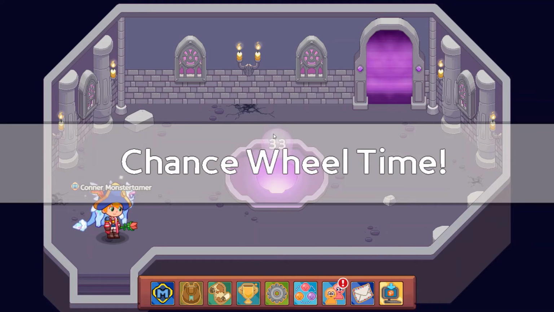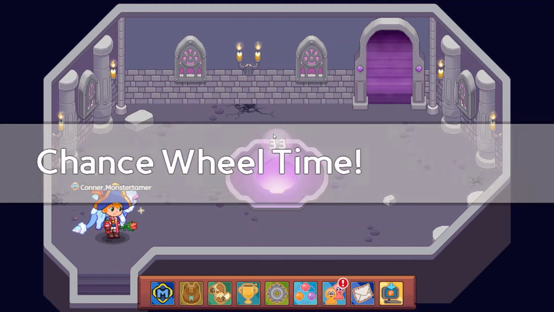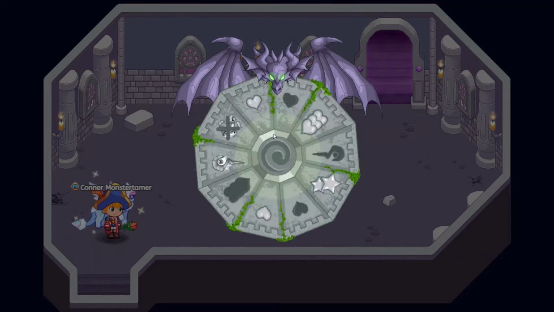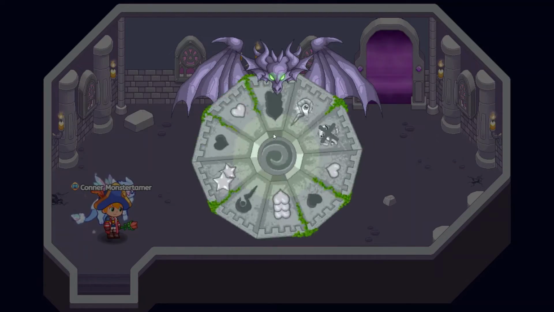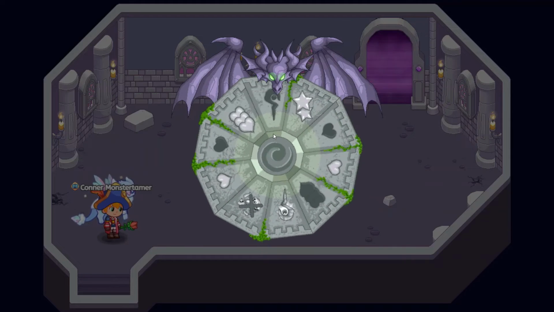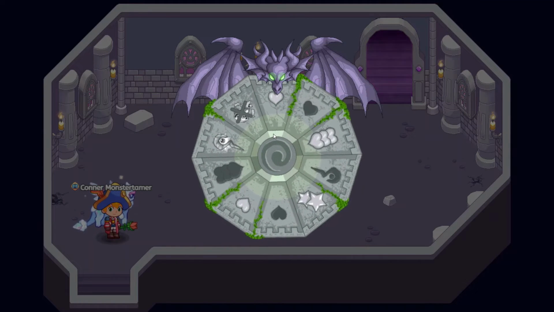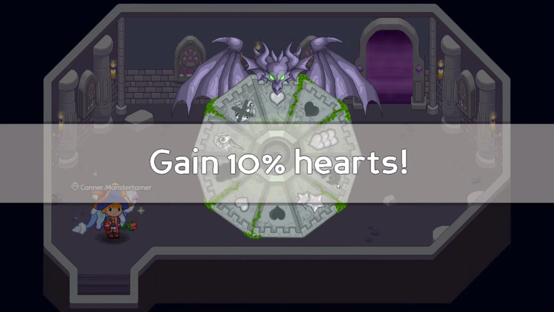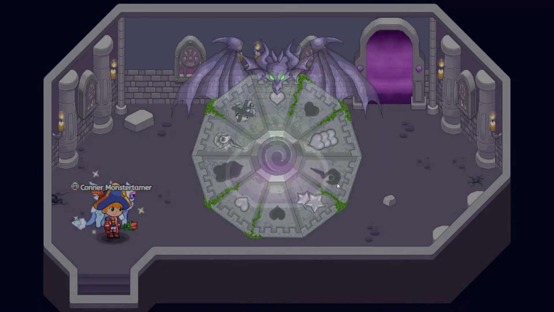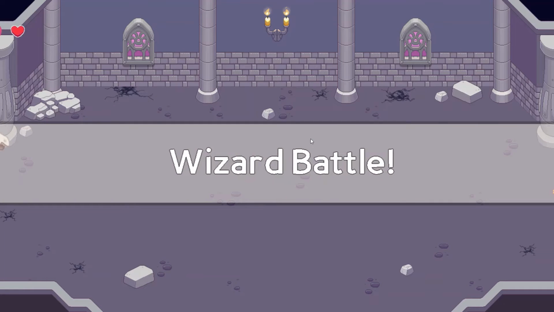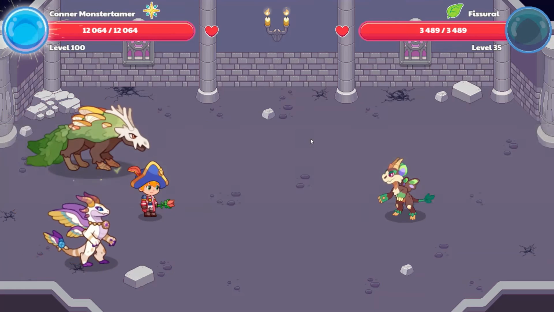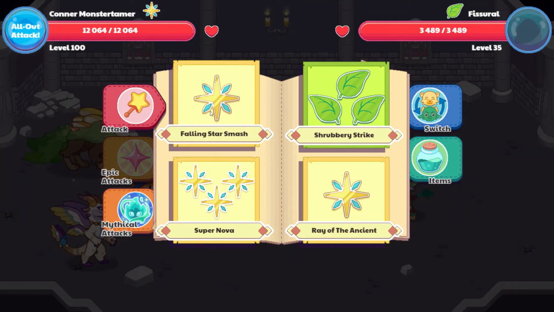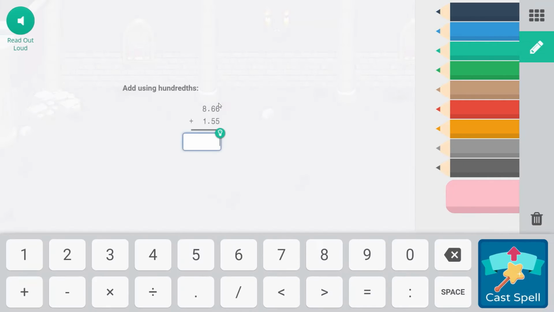Level 33 here, the chance wheel. And let's see what we land on. All right, and it's going to be 10% heart bonus. Gain 10% hearts. That is awesome. And so we have Fish Roll. And let's go ahead and just use a Falling Star smash here on Fish Roll.